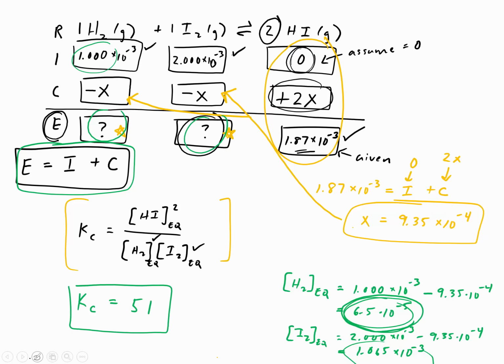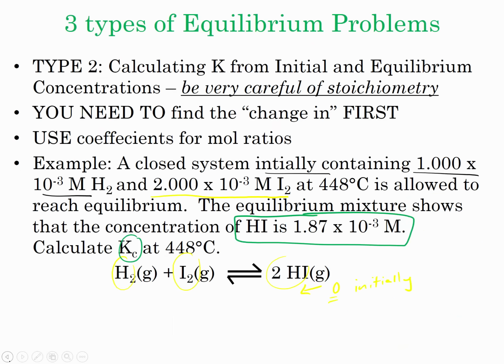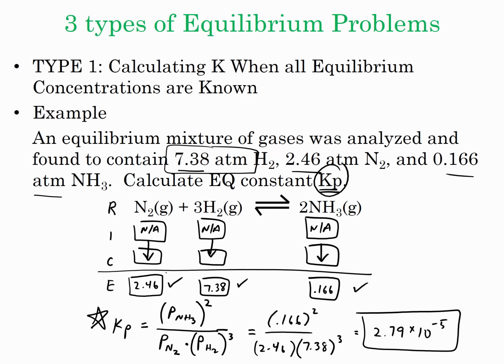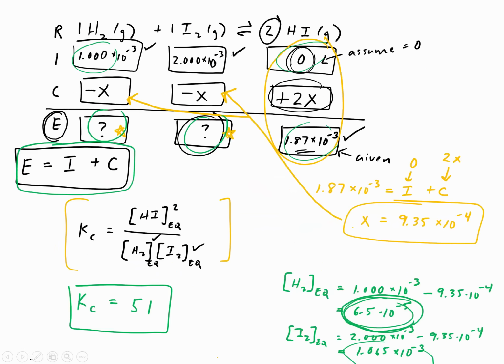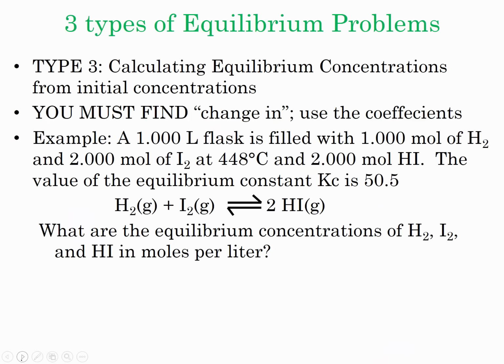Okay, next problem. So this one, you had a mix and match of initial amounts and equilibrium amounts. The previous problem, if we compare it, they gave us all the equilibrium amounts right off the bat. Here we had to do some detective work to figure out what these were. So let's try a different one, a little bit different type of equilibrium problem.